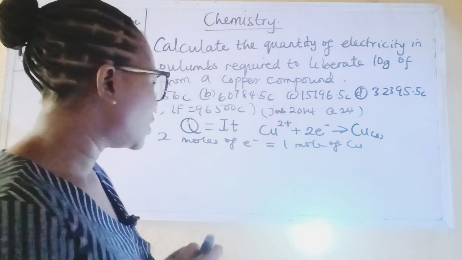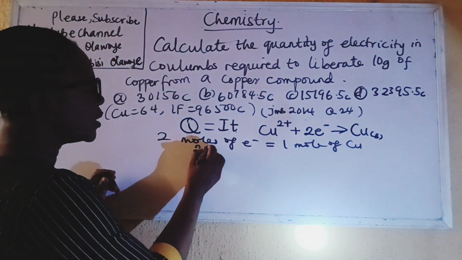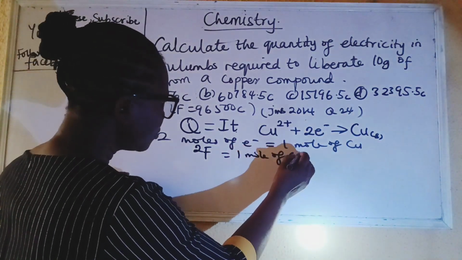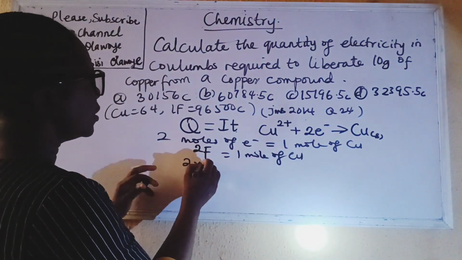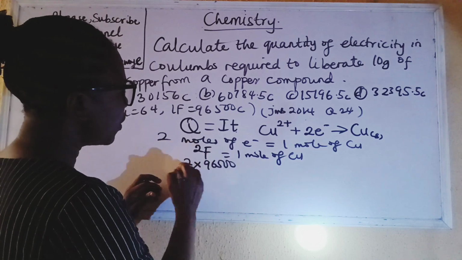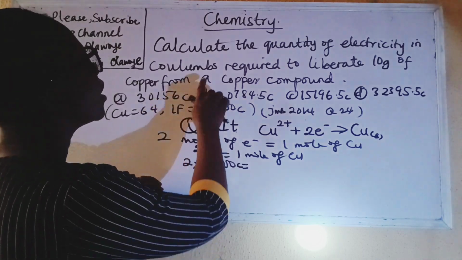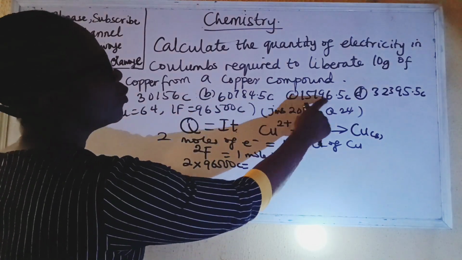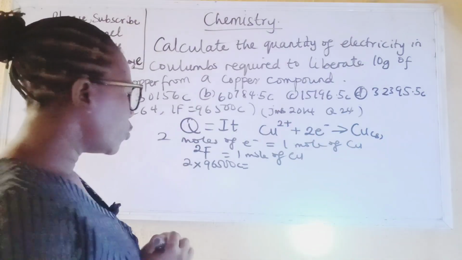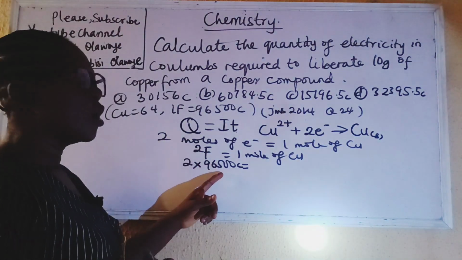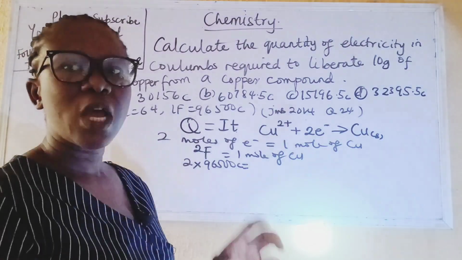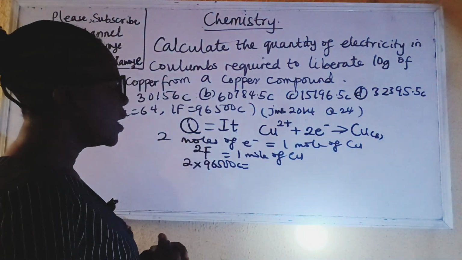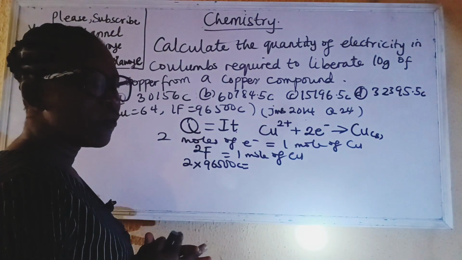So 2 moles of electrons is 2 multiplied by 96,500 coulombs, because that is 2 Faradays. 1 Faraday is 96,500 coulombs. So we have 2 Faradays here producing 1 mole of copper. Now 2 Faradays is 96,500 multiplied by 2 coulombs, because we were asked to calculate the quantity of electricity, which must be in coulombs. And looking at the options here, the answers are in coulombs. So we have to convert Faradays to coulombs. But if the question is to calculate the number of Faradays, we have to just leave the answer in the form of Faradays instead of converting to coulombs.